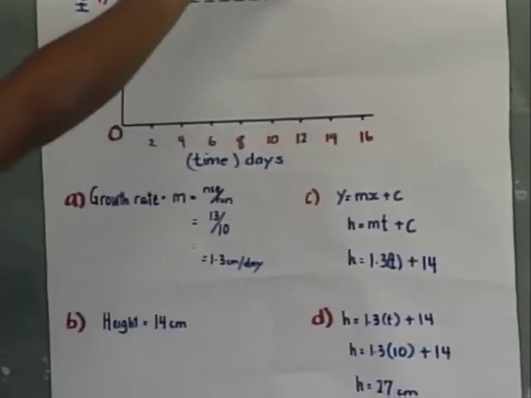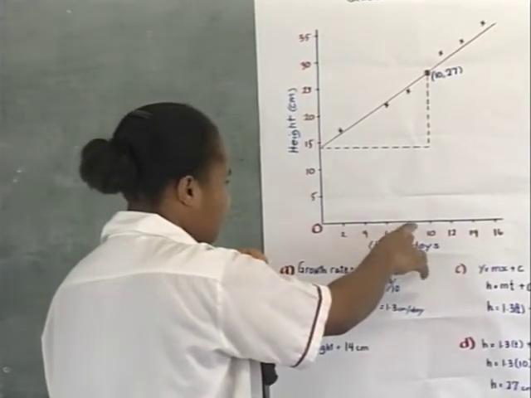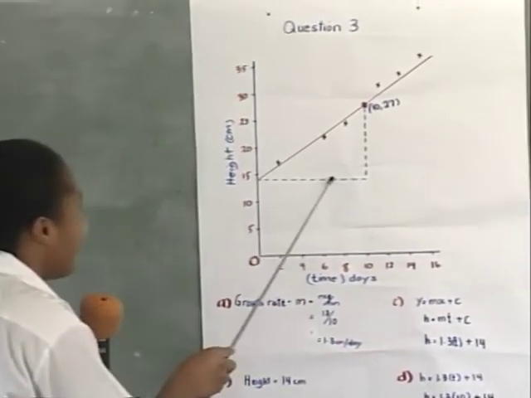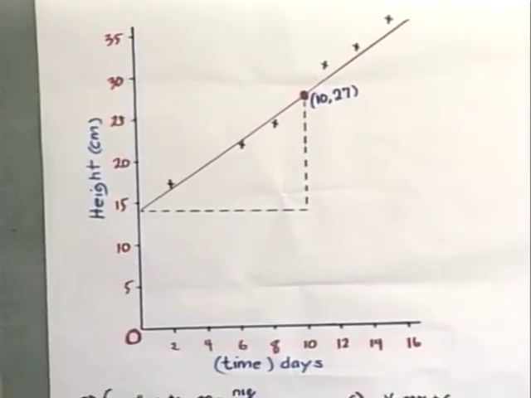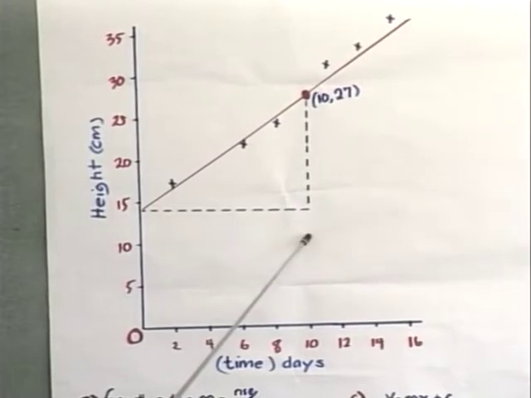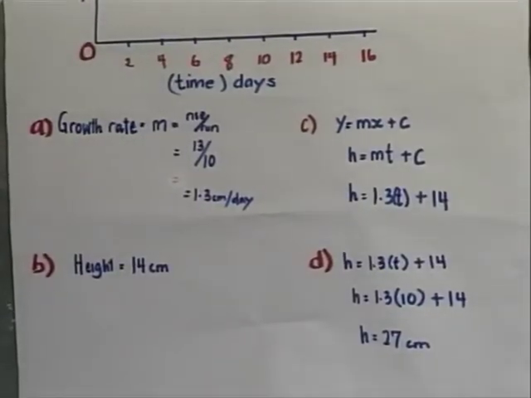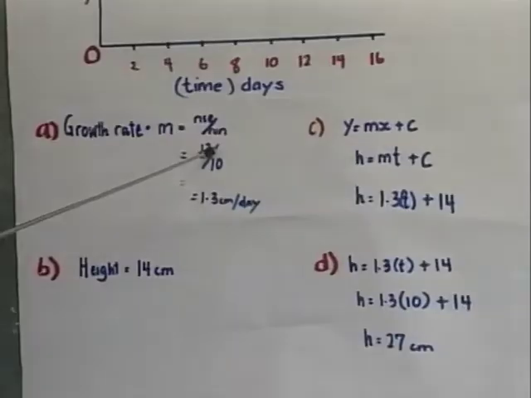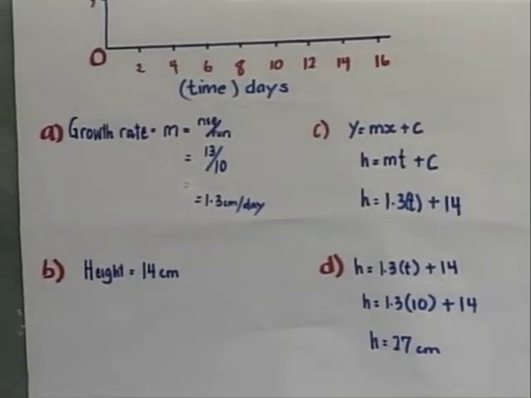So firstly, we found the average point, and then we got the gradient by using rise over run. We got 13 by subtracting 14, the y-intercept, from 27. So 13 over 10 is equal to 1.3 cm per day.